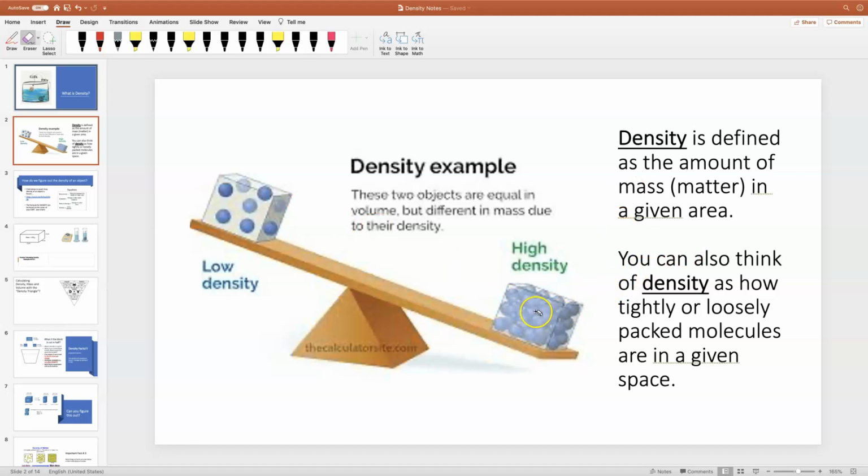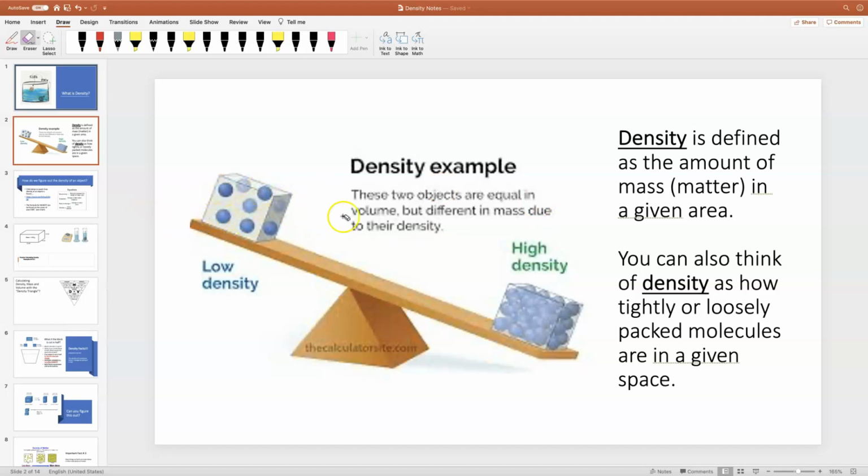So if you look right here on the balance beam, you can see this balance beam is being weighed down because the object that has been placed on the right side of it has a very high density, whereas the object on the left side of it has got a low density. So what does density really mean? Well, if you look at these equal volumes, these equal cubes, both of these cubes occupy the same amount of space, same volume.